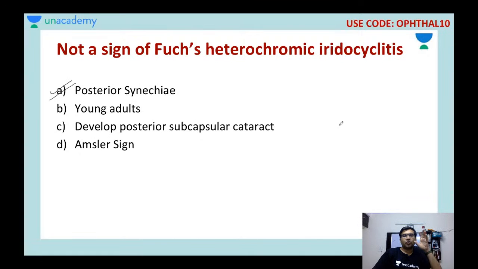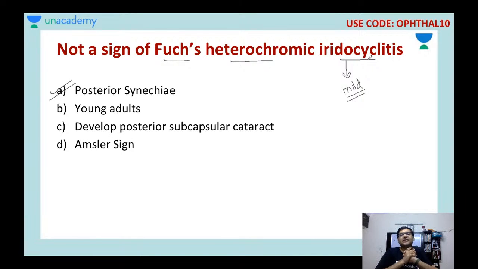Remember, Fuchs heterochromic iridocyclitis is a very mild form of uveitis. In this mild form of uveitis, you do not get posterior synechiae. It is seen usually in young adults. These young adults may have a different color of the iris. So one eye has one color, the other eye has a different color. This is called Fuchs heterochromic iridocyclitis.